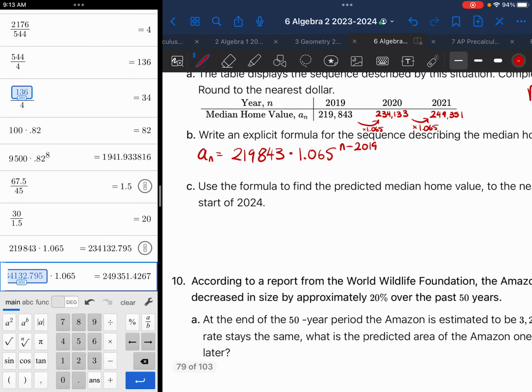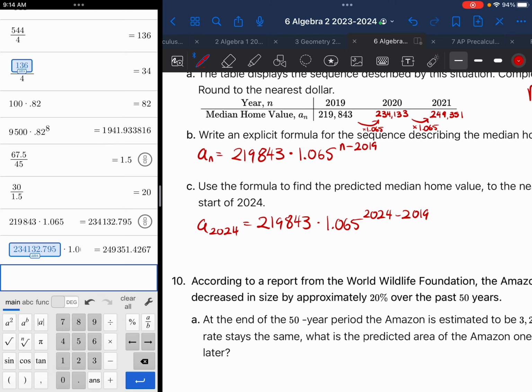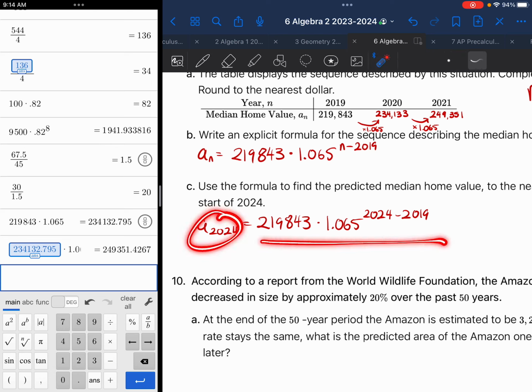That just means I plug in 2024 for these n's. Here we go. So I'm going to say A sub 2024 is equal to 219,843 times 1.065 to the power of 2024 minus 2019. And I just have to type this into my calculator. Only the right side, right? You can't type this in, but you can type this in. So let me do that.